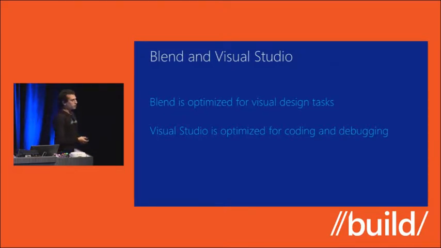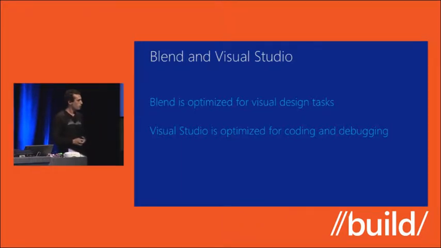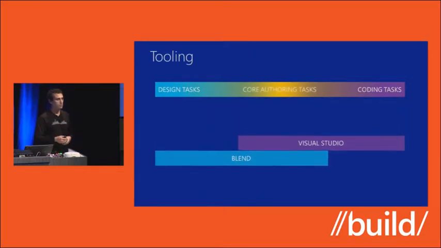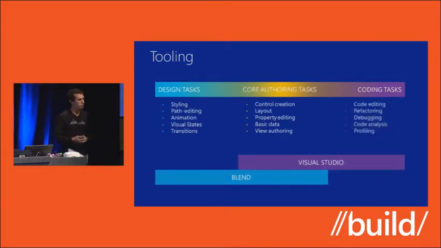And in doing this, there are two tools that are available, Blend and Visual Studio. And Visual Studio, as you know, is optimized for coding and debugging. And Blend is a tool that's optimized for visual design tasks. And I think optimized is a key word here, because there is a bunch of core overlap. And that's important because we want to enable a workflow that moves between the two. And while you have Blend to do visual design tasks, there is this overlap in the middle that exists in both products. So we wanted to create a seamless experience as you move between the two products.